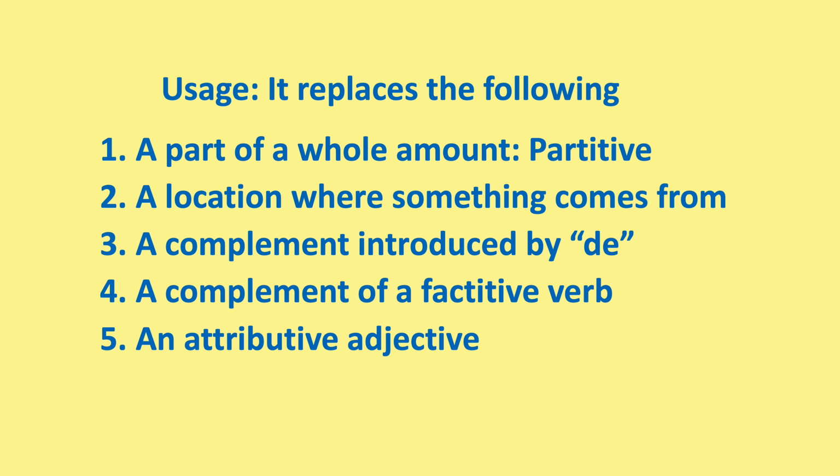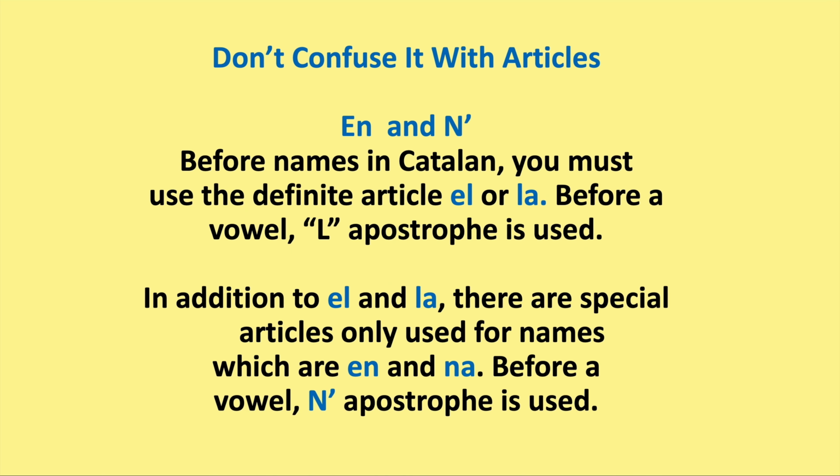"En" has five usages. It replaces the following: a part of a whole amount, partitive, a location where something comes from, a complement introduced by "de", a complement of a factitive verb, an attributive adjective. I'll go over these one by one. Don't confuse it with the articles "en" and "n'".